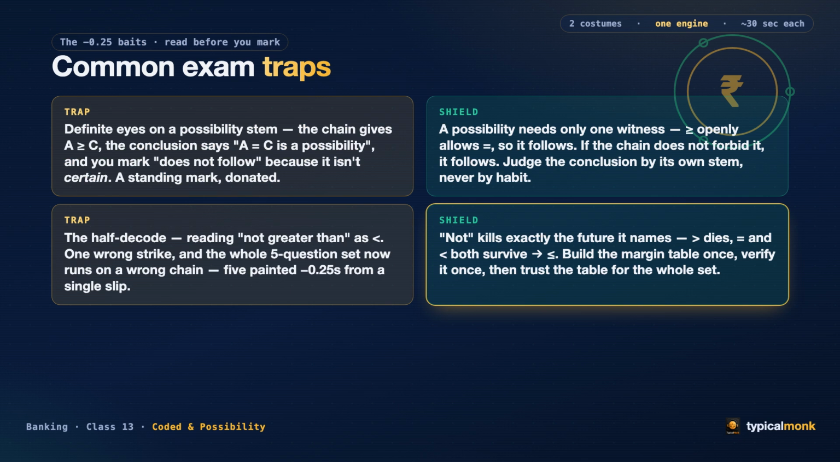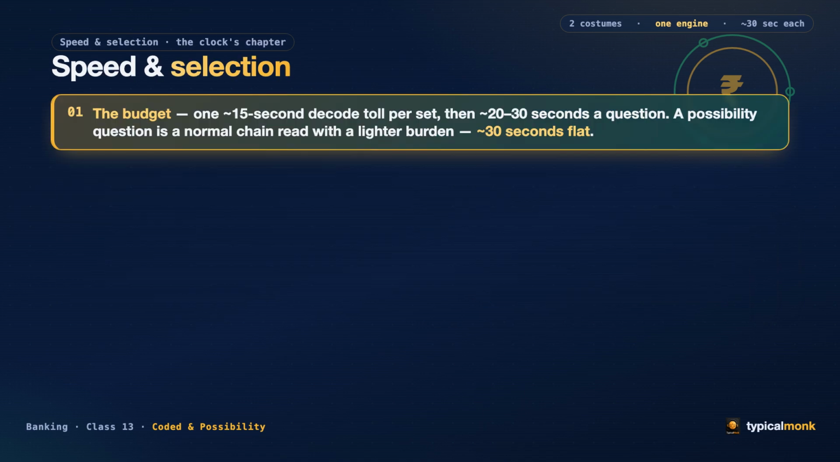Build the margin table once, verify it once, then trust the table for the whole set. Now the clocks chapter, speed and selection. First, the budget: one decode tool of roughly 15 seconds per set, then 20 to 30 seconds per question. And a possibility question, the same chain read with a lighter burden, roughly 30 seconds flat.